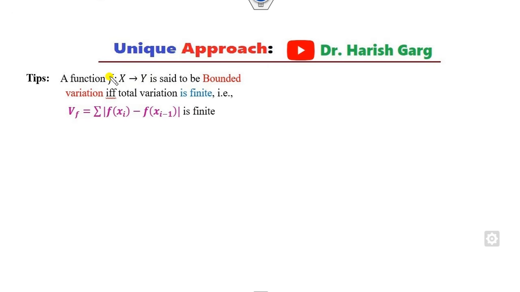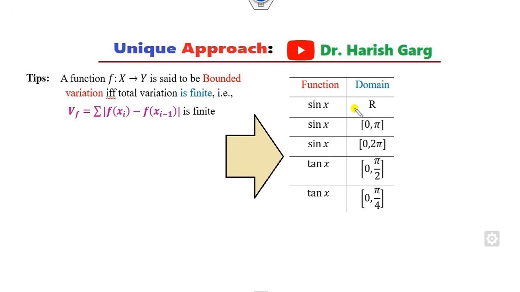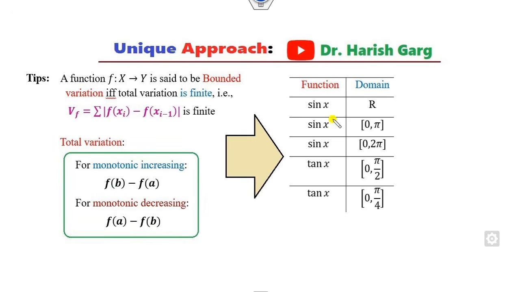The last one is, a function f is said to be of bounded variation if and only if the total variation is finite. What is the meaning of the total variation? First of all, this is not of bounded variation, this is of bounded variation, fine. How can you find it? That's simple. If you prove that this function is monotonic increasing, then the total variation will be f(b) minus f(a), otherwise here.